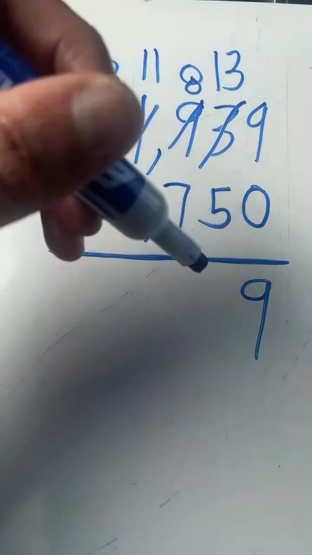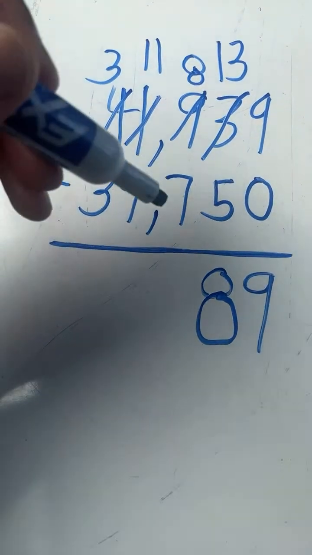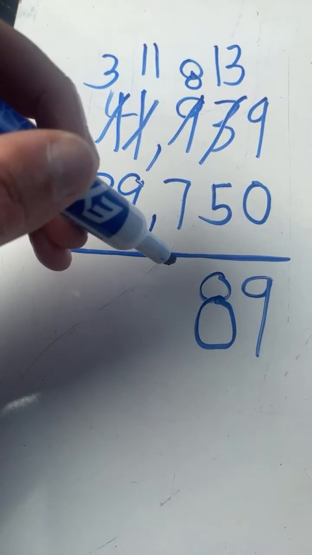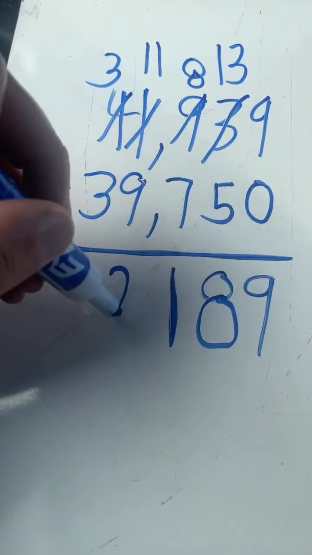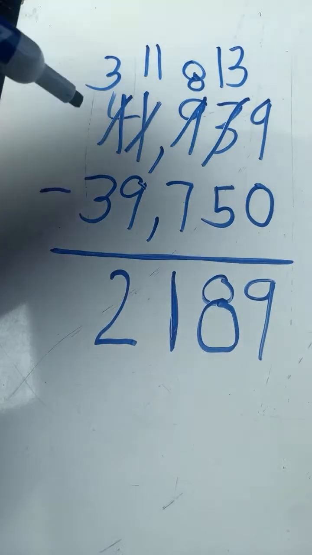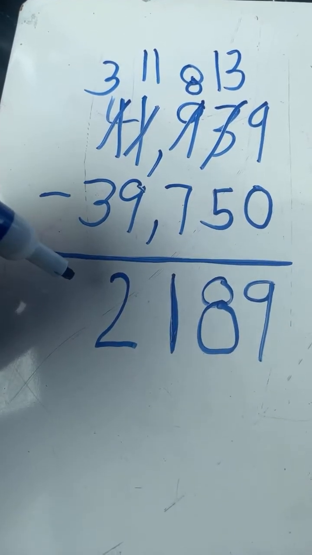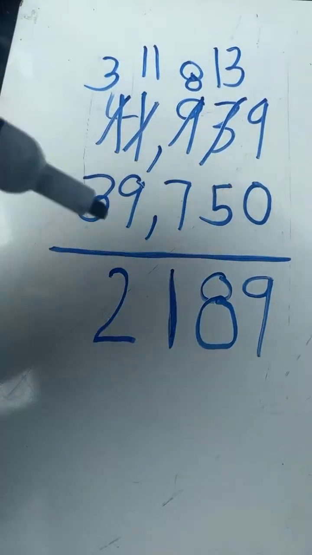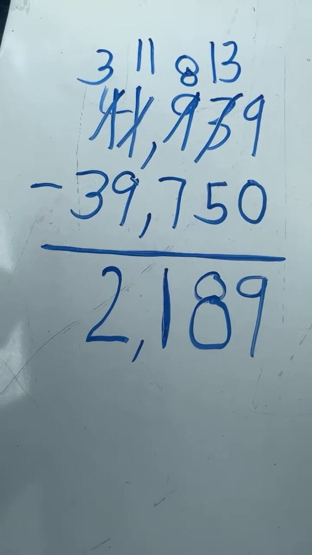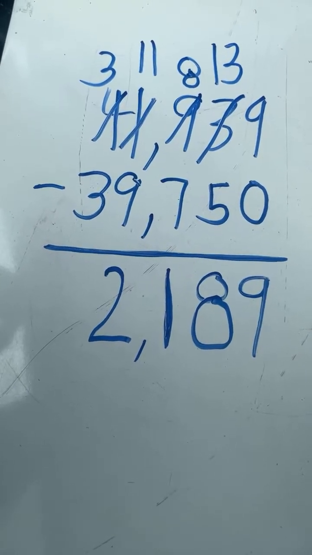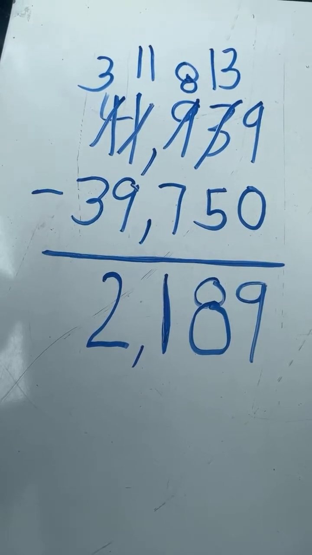All right, 9 minus 0 equals 9. 13 minus 5 equals 8. 8 minus 7 equals 1. 11 minus 9 equals 2. 3 minus 3 equals 0. It won't be wrong if we put a 0 in the 10,000s place, but we don't have to. We can just leave that blank. So we have our final answer. 41,939 minus 39,750 equals 2,189.